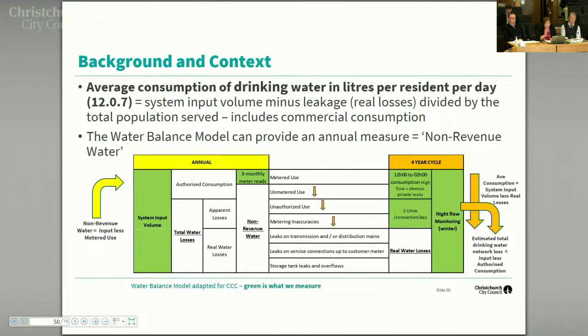The diagram on the slide shows the water balance model, and in green it highlights what Council is actually monitoring. On the right-hand side, we show the 4-yearly cycle for night flow monitoring and how we calculate real water losses. Whereas, because Council has now, for the first time in a long time, increased the frequency of residential customer meter reads, we are now able to approach the water balance from the left side, and we are able to calculate an annual non-revenue water. If we were further able to get a handle on our unmetered water use, or reduce unmetered water use, we would be able to have an annual indication of total water losses.